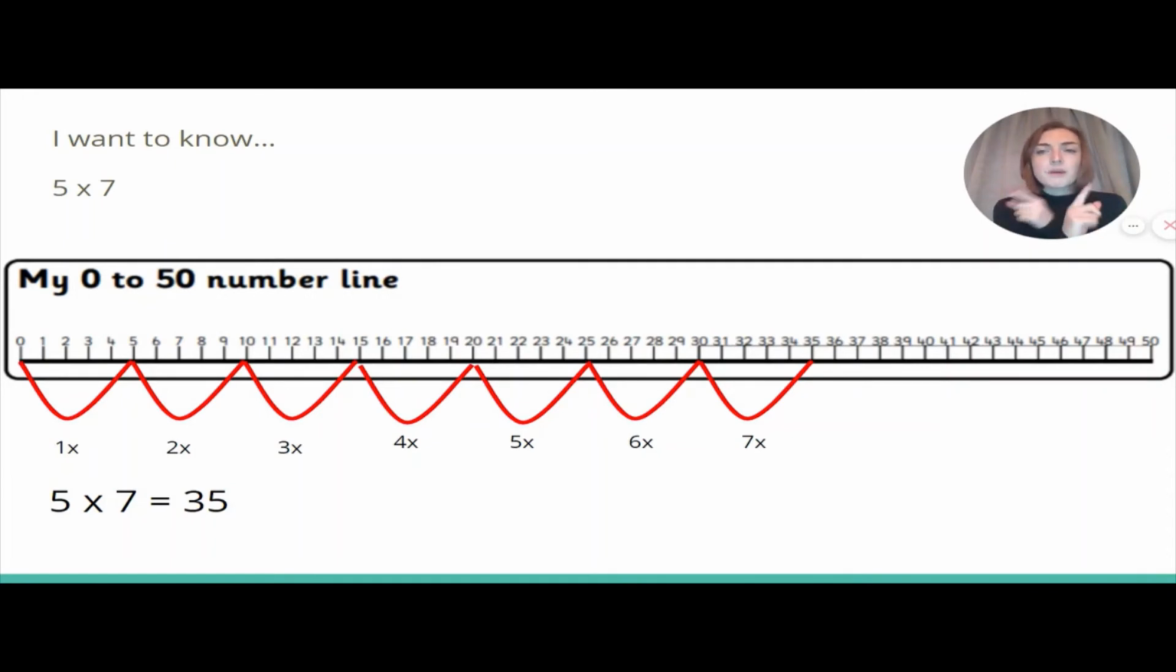What would happen if I swap my numbers round and asked for 7 times 5? That's it, my answer would stay the same. It would still be 35.